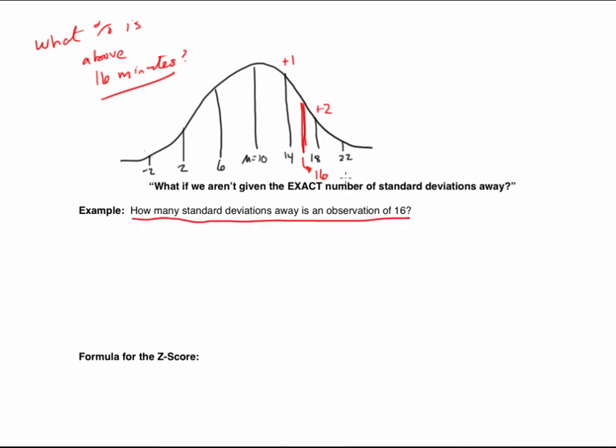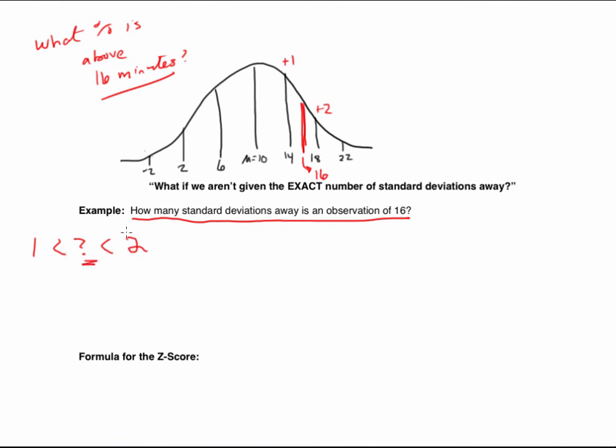I know it's not 1. 1 only gets me to 14. I know it's not 2. 2 standard deviations is too far. So just knowing that, I know my number of standard deviations has to be somewhere between 1 and 2.